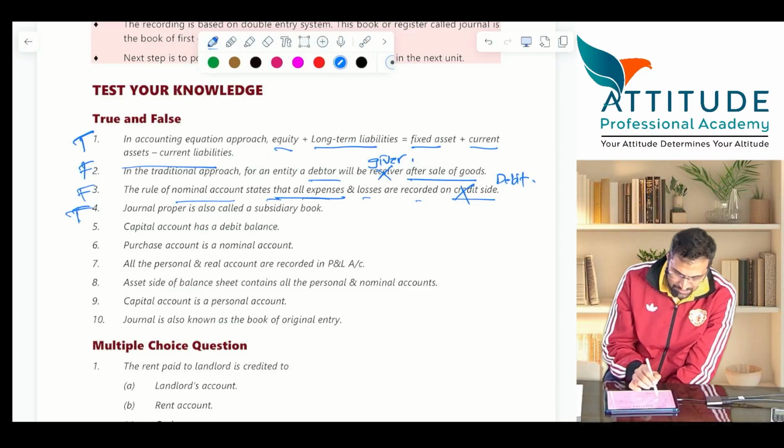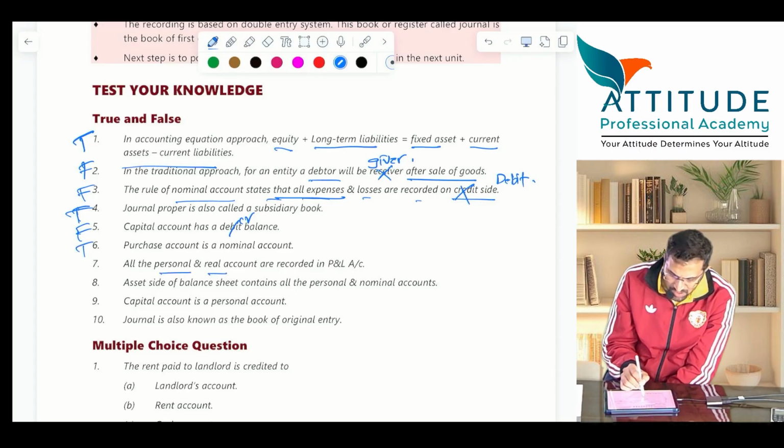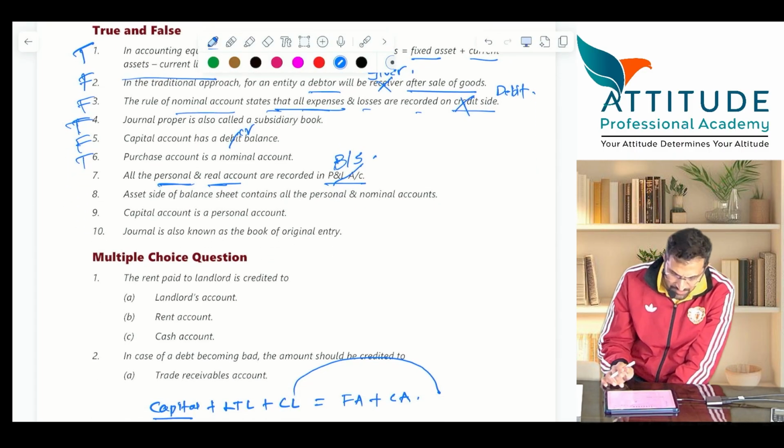Correct. Next, capital account has a debit balance. False. It has a what balance? Credit balance. Next, purchase account is a nominal account. True. All personal and real accounts are recorded in profit and loss account. No. Personal and real account are recorded in what? Balance sheet. Nominal accounts will come in P&L. Correct. This we have done.